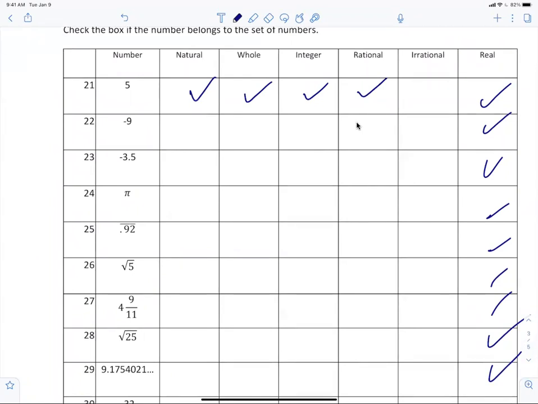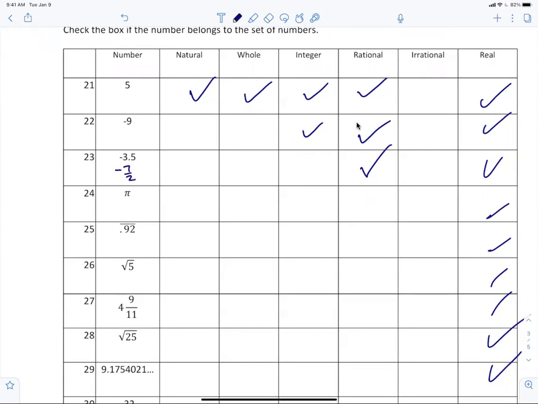Andre, tell me about -9. -9 is an integer, and it is rational. You're amazing. Perfect. Aiden, tell me about -3.5. It is an irrational number. It is definitely rational, because -3.5 is the same as -7/2. Oh, yeah.